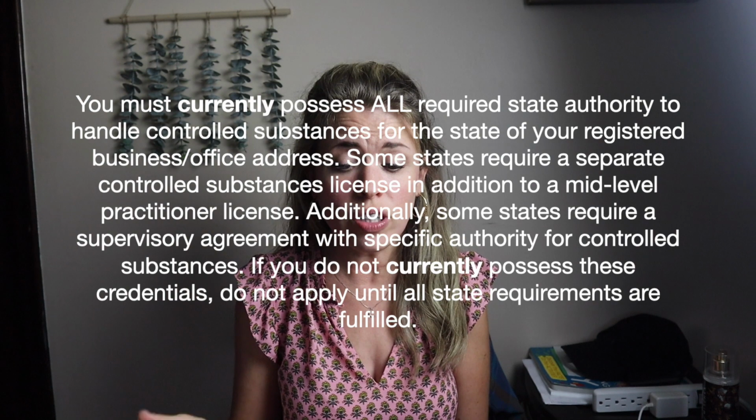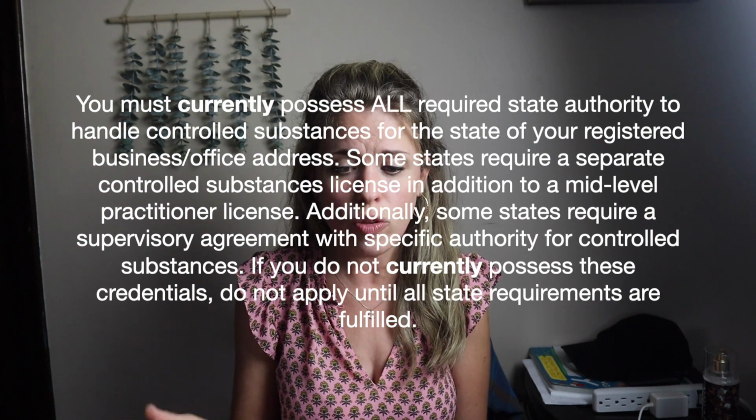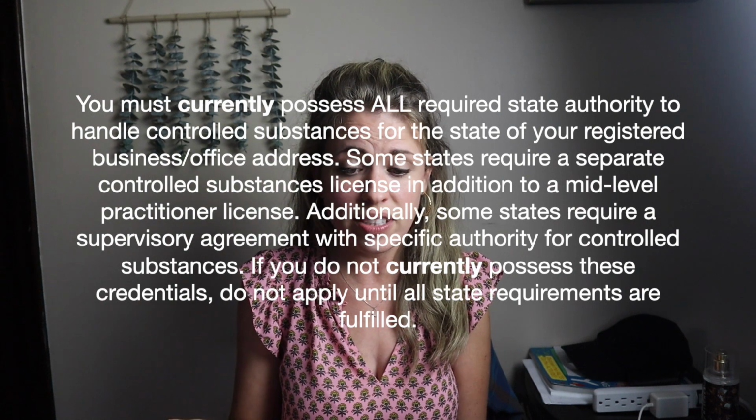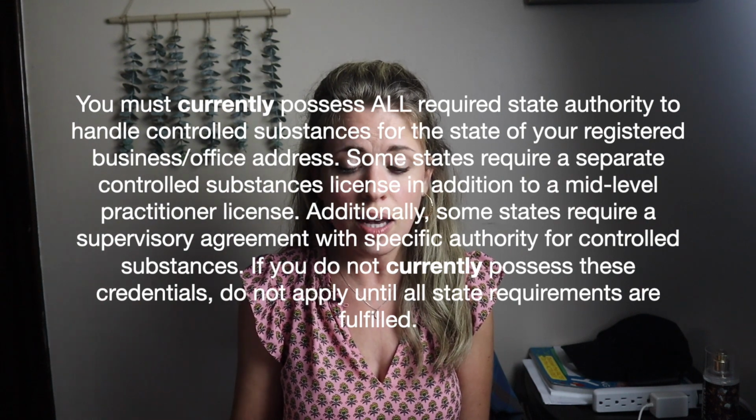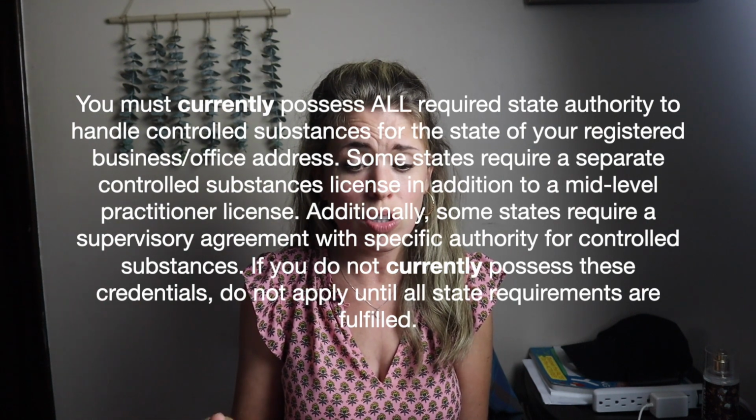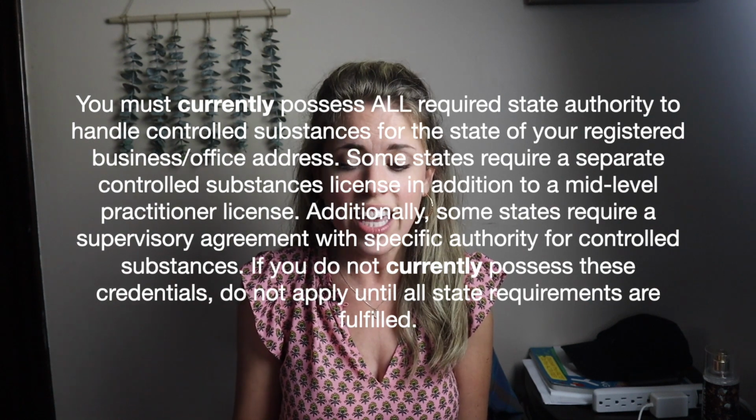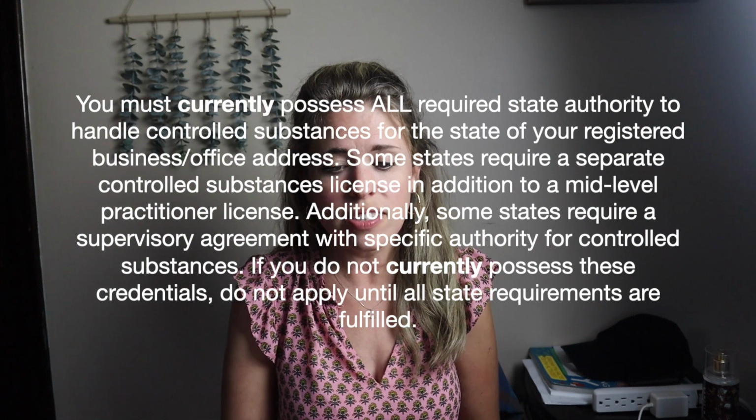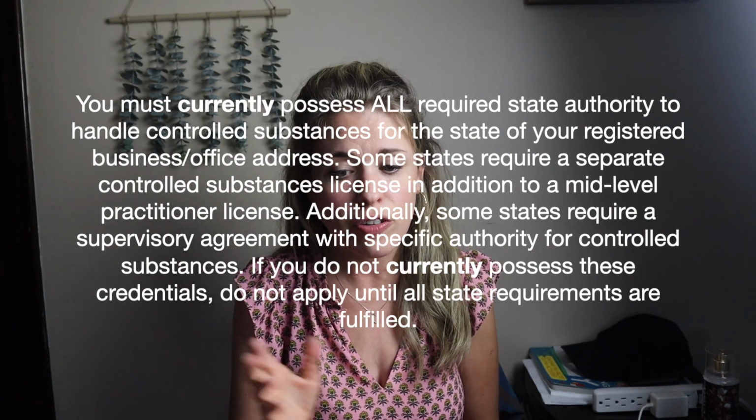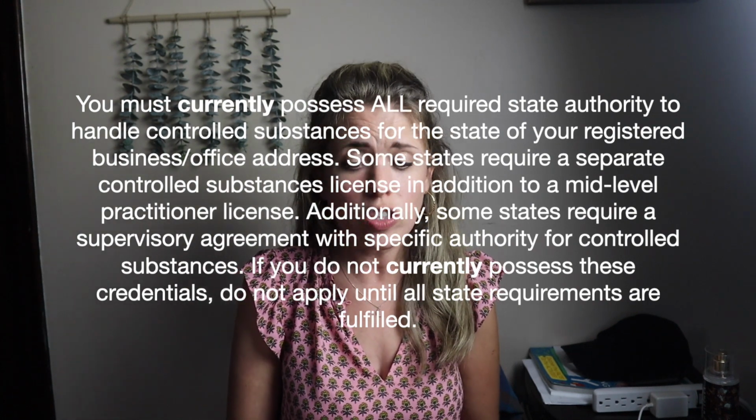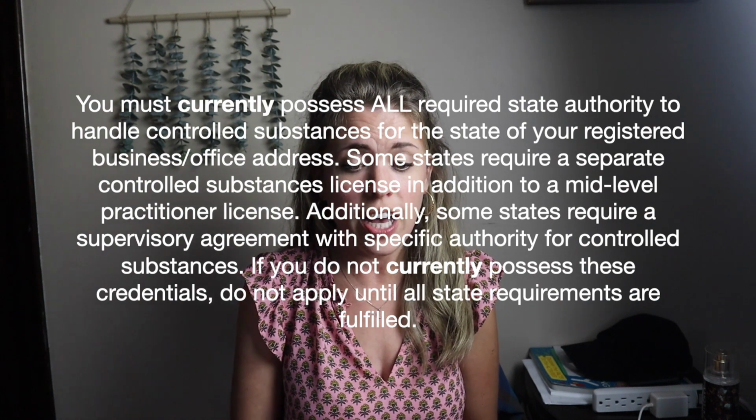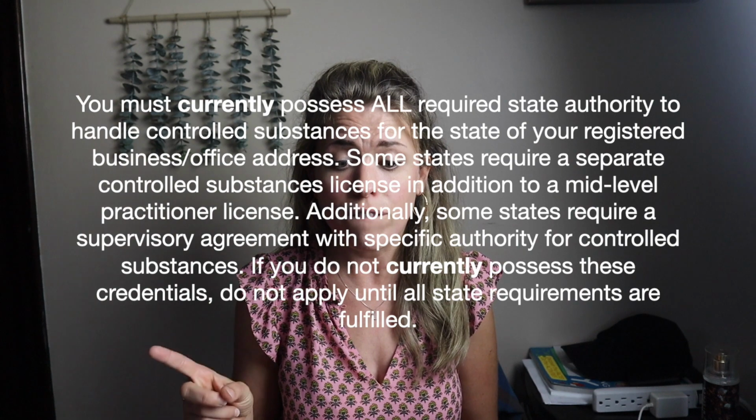Next, I want to draw your attention to number 9 on the checklist, and it reads that you must currently possess all required state authority to handle controlled substances for the state of your registered business or office address. Some states require a separate controlled substances license in addition to a mid-level practitioner license. Additionally, some states require a supervisory agreement with specific authority for controlled substances. If you do not currently possess these credentials, do not apply until all state requirements are fulfilled.